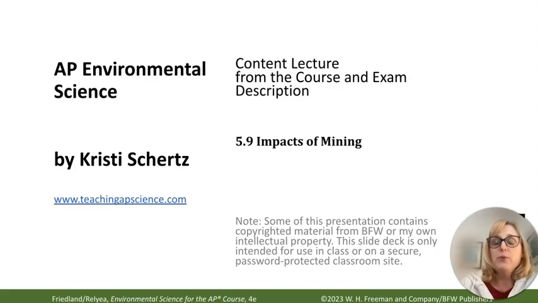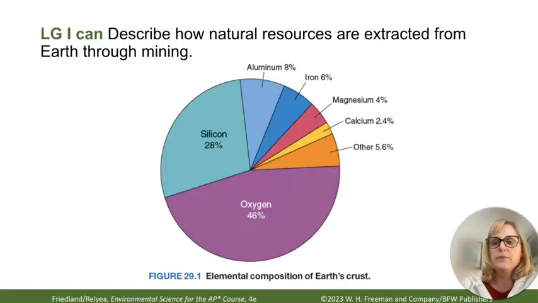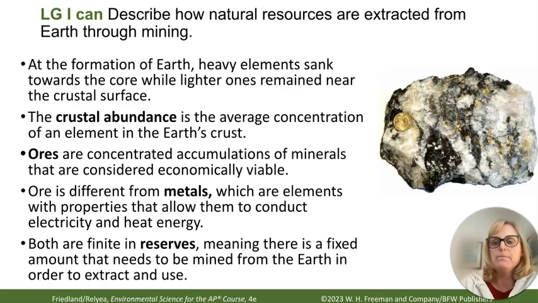This is topic 5.9, Impacts of Mining for AP Environmental Science. All right, so the crust of our Earth has our minerals and our metals and the things that we need to extract to use on a daily basis. And this is the composition of the Earth's crust. You do not need to memorize any of that.